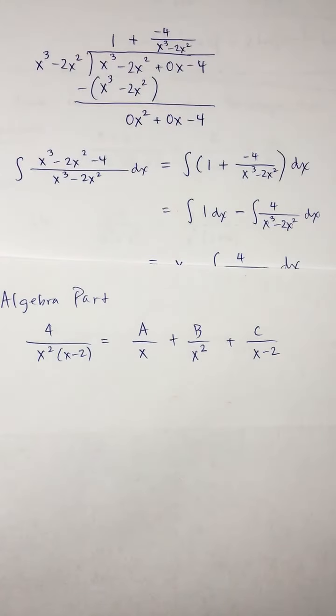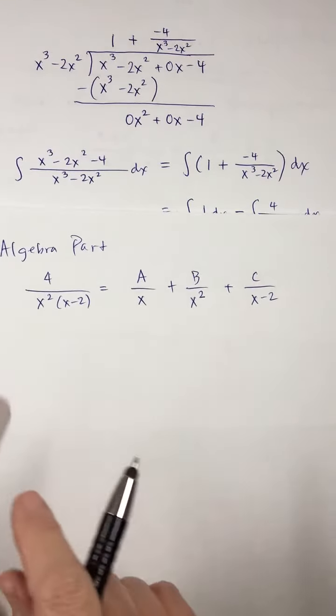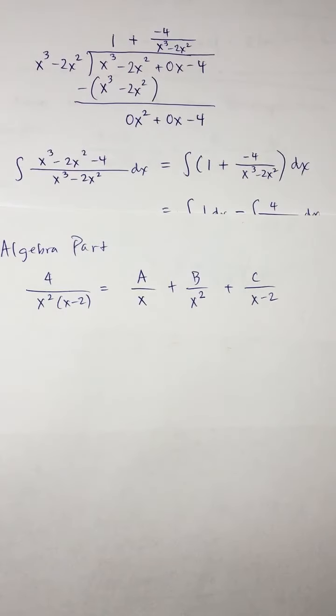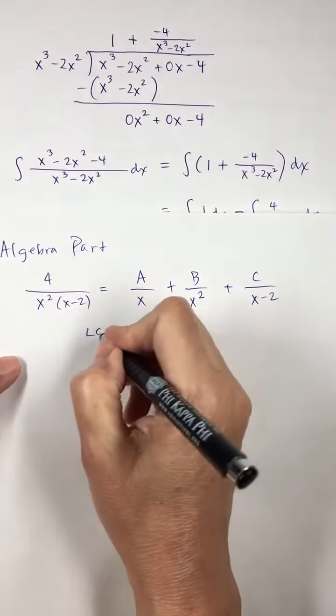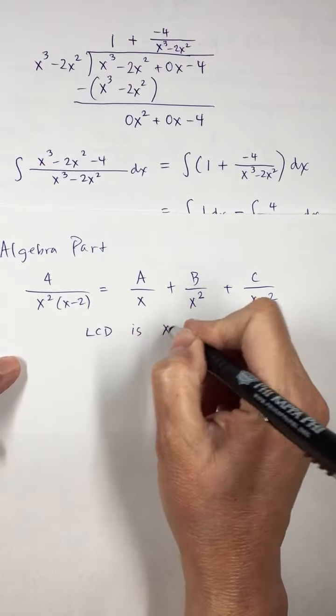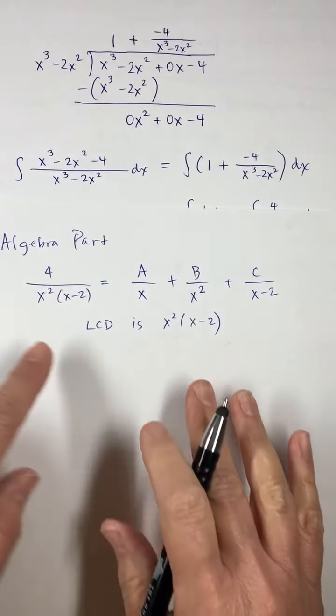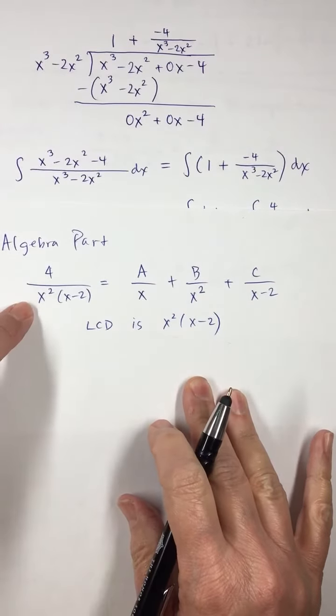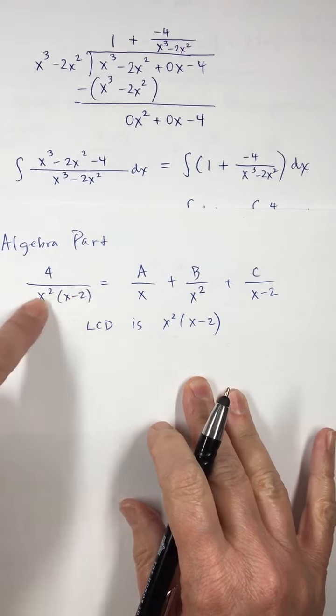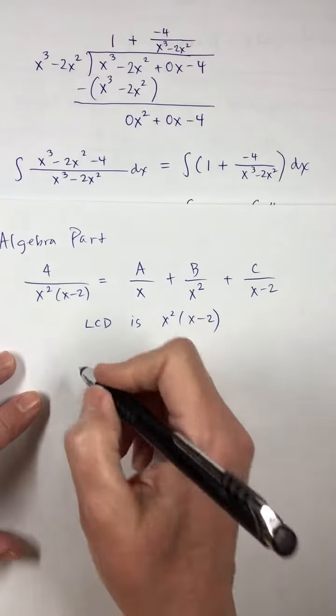And I need to solve this for a, b, and c. Well, I'm going to multiply everything by the least common denominator, which is LCD is x squared times x minus 2. So if I multiply that, look, this is going to wipe out the denominator on the left side. I'll just get 4.